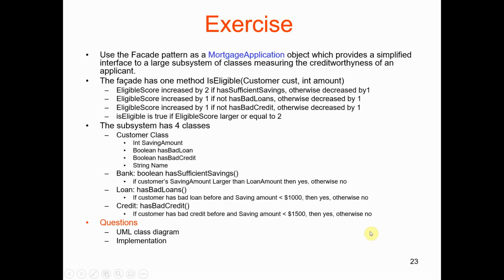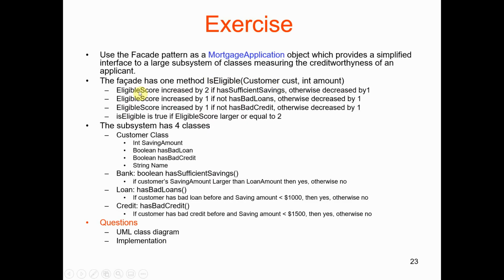Okay, let's look at this exercise. In this exercise, I want to use a facade pattern as a mortgage application object, which provides a simplified interface to a large subsystem of classes, measuring the creditworthiness of an applicant. So the facade has one method, isEligible. Here you provide the customer and the amount the customer is trying to get from the bank.